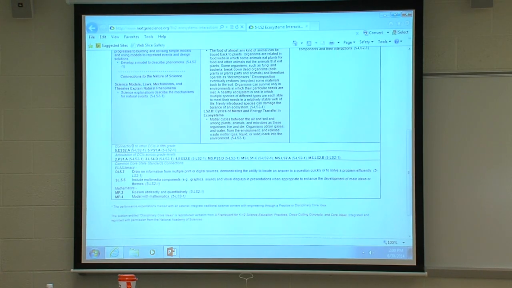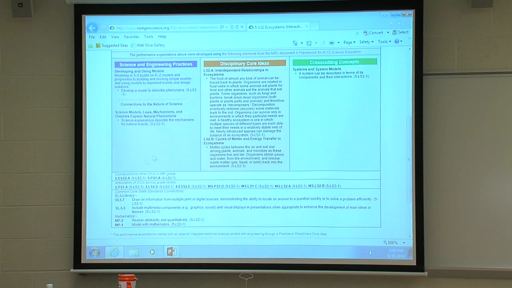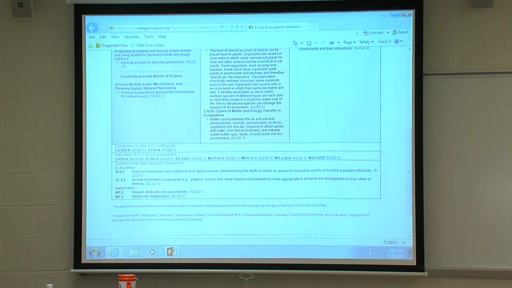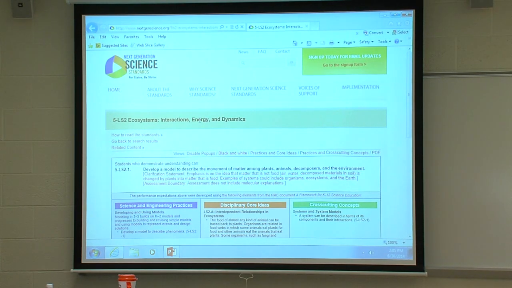Over here, it tells you what other DCIs are related to this one, this is our LS2A DCI. It tells you here, there's an Earth Science 2A and a Physical Science 1A that also are connected to this DCI. So you can see this is a very complicated document. Over here is how this DCI is disaggregated, articulated across the grade levels. Goes into middle school. Here's your Common Core, literacy, and math. So it's telling you which of the literacy and math Common Core state standards can fit with this particular standard.